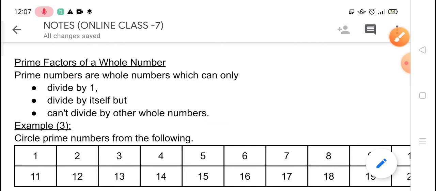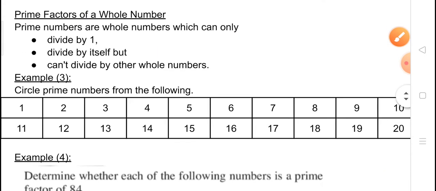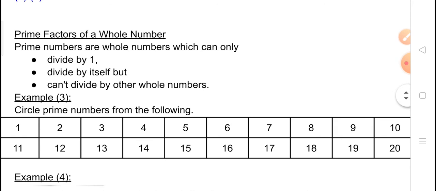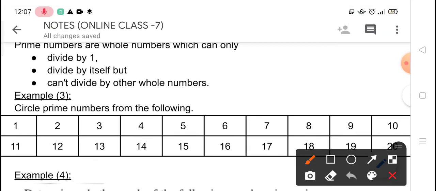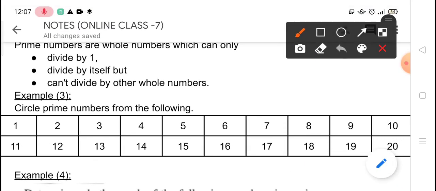Okay, so now we have a look at example 3. Circle prime numbers from the following. So the first prime number that we found is 2, because 2 cannot be divided by other whole numbers. And the next prime number, 3. Can 4 be a prime number? No, because 4 can be divided by 2. Since 4 can be divided by other numbers, 4 is not a prime number.